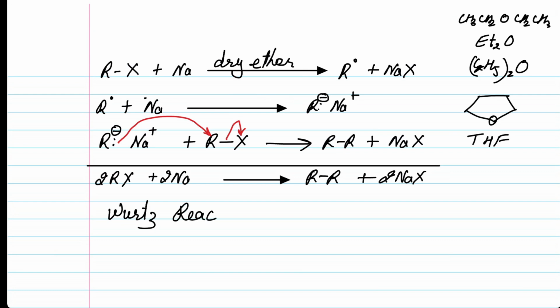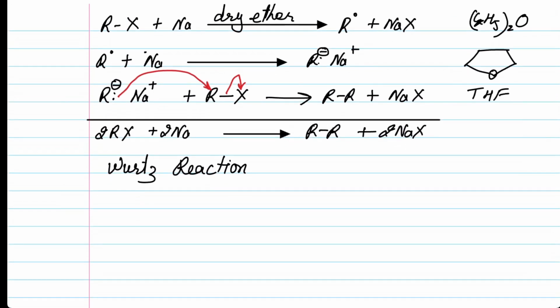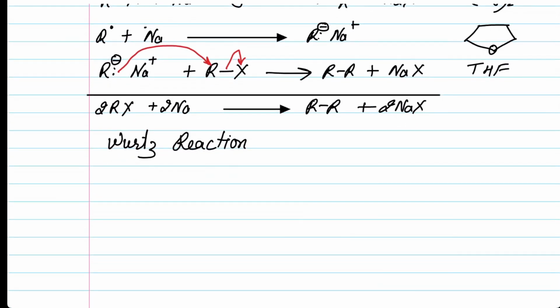We will call it Wurtz coupling reaction or the Wurtz reaction. Now, let's consider some examples of Wurtz reaction. Let us say we have CH3Br reacting with sodium. We can easily write this reaction as CH3Br plus sodium. Let's talk about the mechanism of this particular reaction.